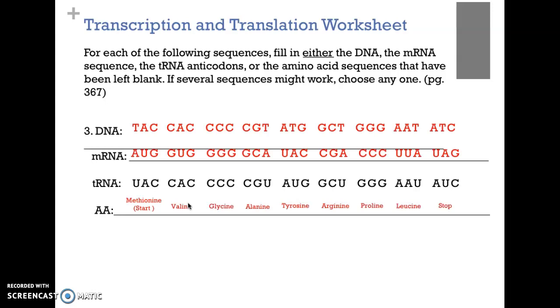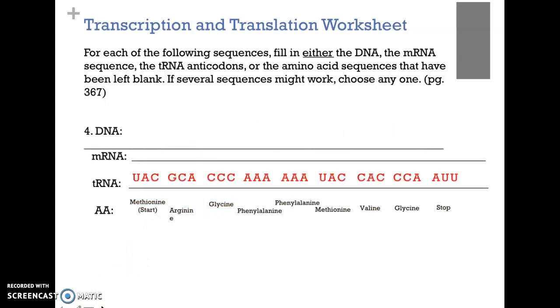Methionine is going to be AUG right here. But then if our amino acid was valine, then we'd get GUG. Oops, I went backwards. Sorry, guys. For methionine, we would actually get our mRNA strand first and then go to DNA and tRNA. So to get methionine, you go to AUG.